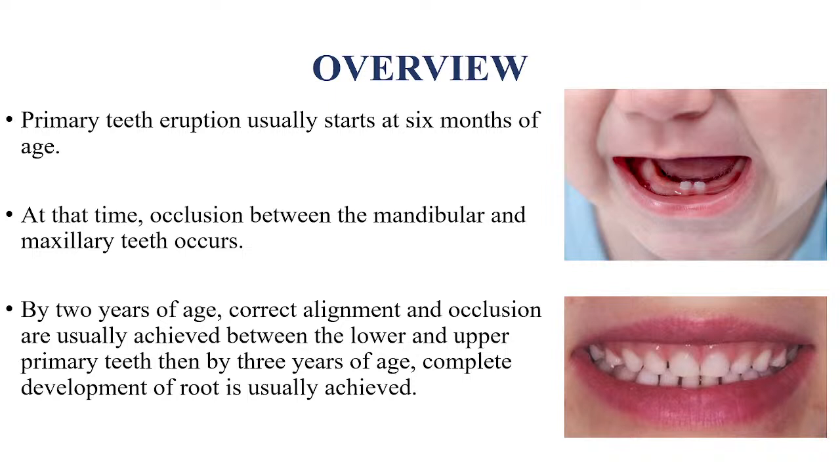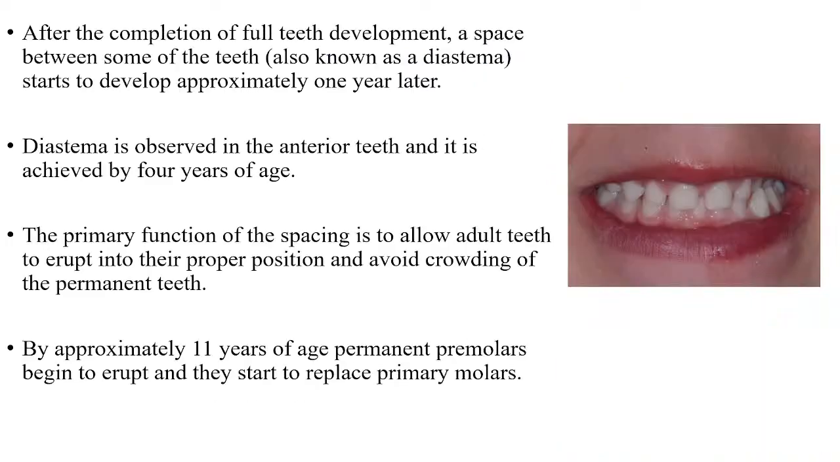The baby teeth are generally smaller in size than your adult teeth. The final teeth, the permanent teeth, are bigger in size. So to accommodate those bigger teeth, some spaces will start developing between these deciduous teeth, which are also called the primate spaces. Now this happens by around 4 years of age.